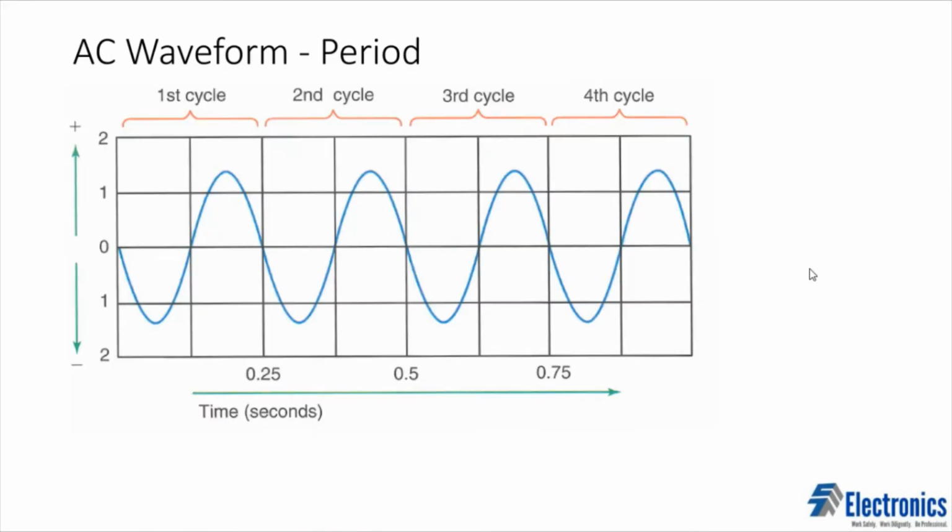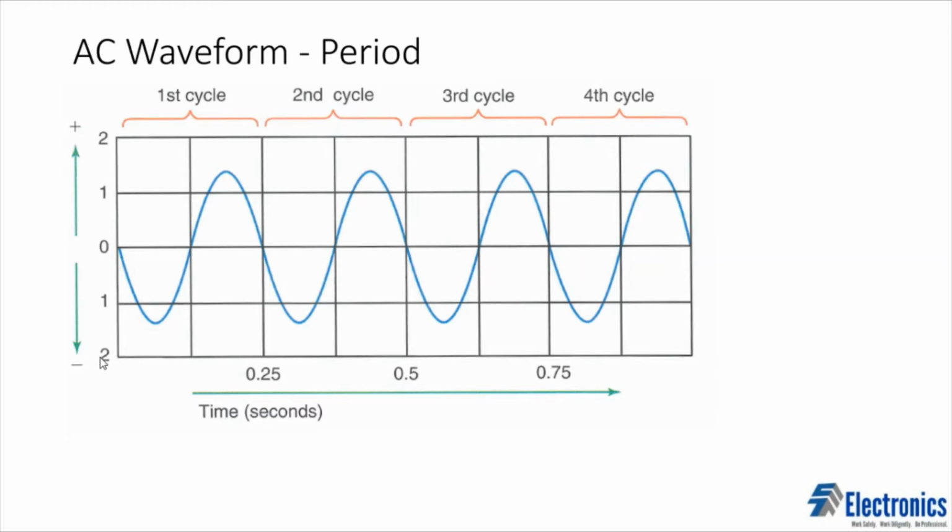Let's talk about the graph itself. First of all, these squares, we call them divisions. If we look at our horizontal axis, which is time, every 2 divisions is 0.25 seconds. And over here, this would be voltage. We have our positive voltage above 0, our negative voltage below 0. The top of this line is positive 2 volts, and the bottom of the line would be negative 2 volts.